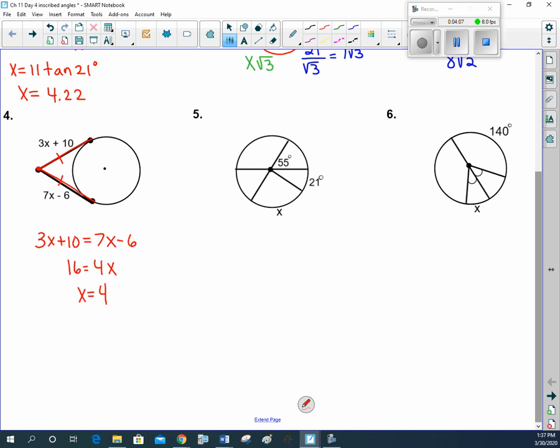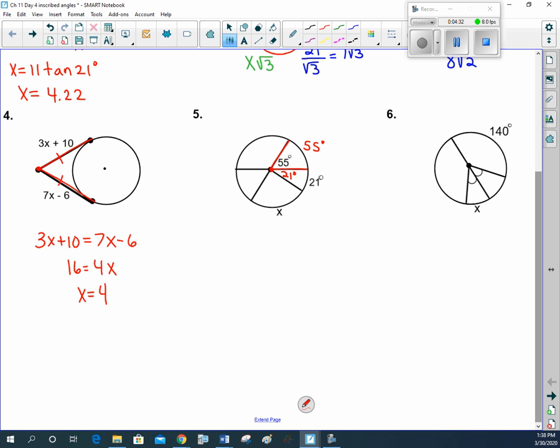Okay, over here, this is reviewing our central angle theorem and our arc measures. These look like they're all central angles because the vertex of all of these angles is at the center. That's why it's called a central angle. So this arc measure out here is 55 degrees. This arc measure is 21, so its central angle is 21. Don't know what this one is. That's what I'm looking for.